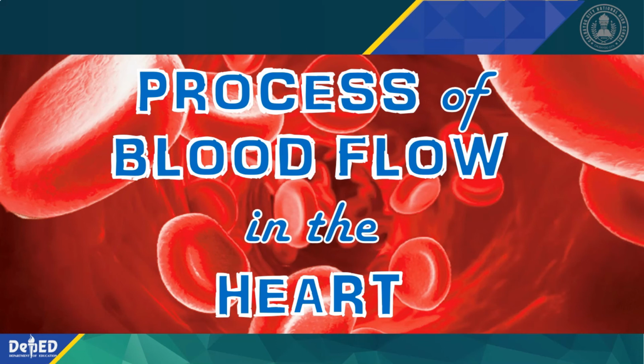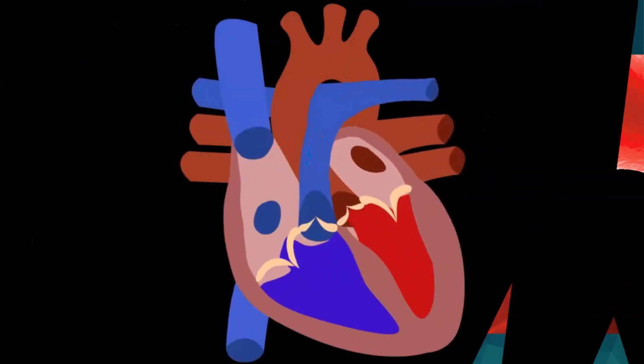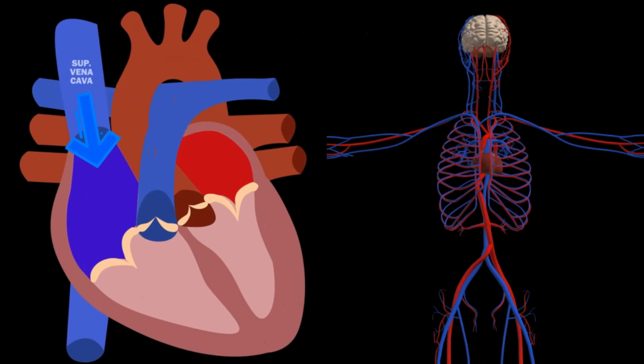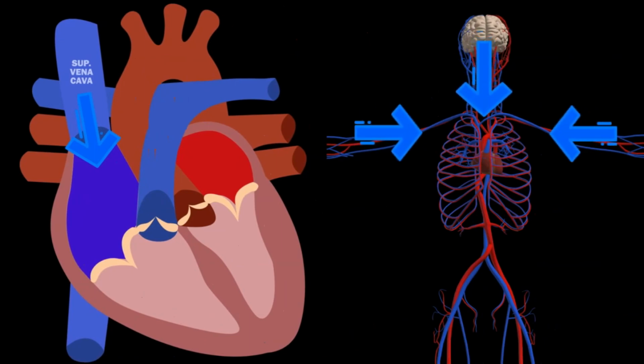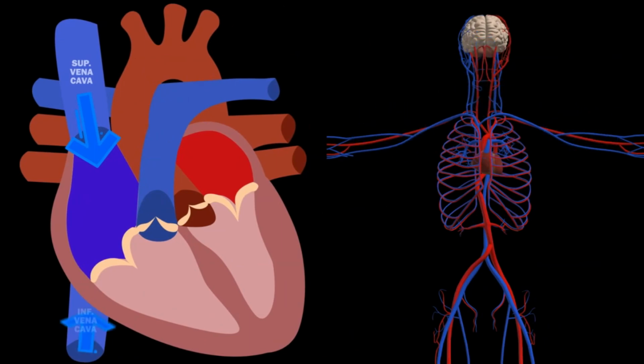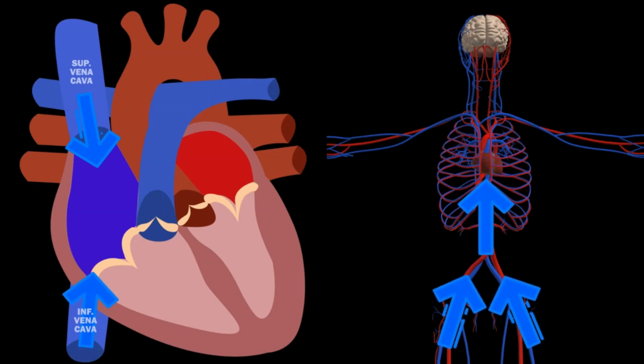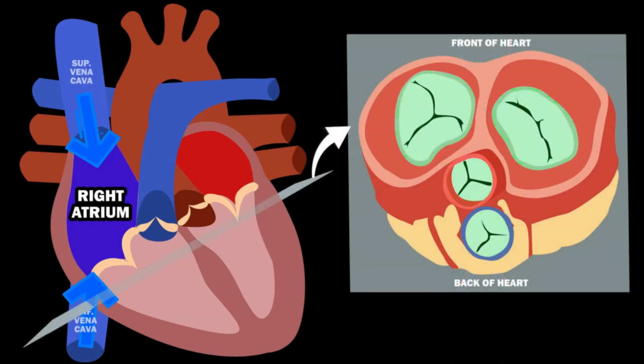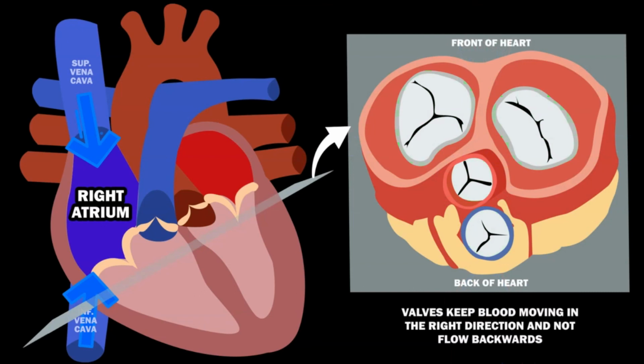Here it goes. Now, let's follow the path of the blood through the heart. The superior vena cava receives blood from the head, neck, upper limbs, and chest. Meanwhile, the inferior vena cava receives blood from the trunk, viscera, and lower limbs. Both the superior and inferior vena cava end up in the right atrium, one of the 4 chambers of the heart. The heart not only has 4 chambers, it also has 4 valves. The purpose of the valves is to keep blood moving in the right direction and not flow backwards.